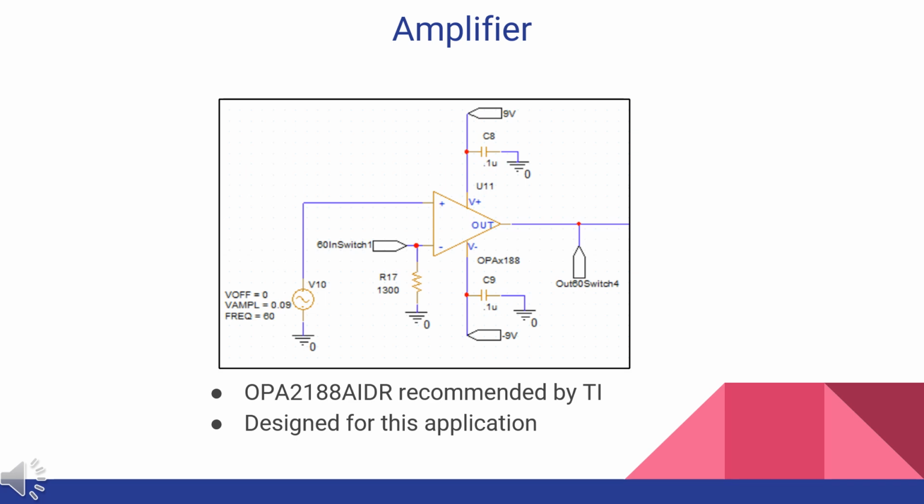This is the primary amplifier that is being used for this circuit. We're using the OPA2188 recommended by TI, and it was designed for this application. Our goal is to take the input signal and scale it to about 7.07 volts based on our input current. This scales linearly, so if you give it a smaller signal than the maximum of 7.07, it will scale it linearly down to whatever value is needed.